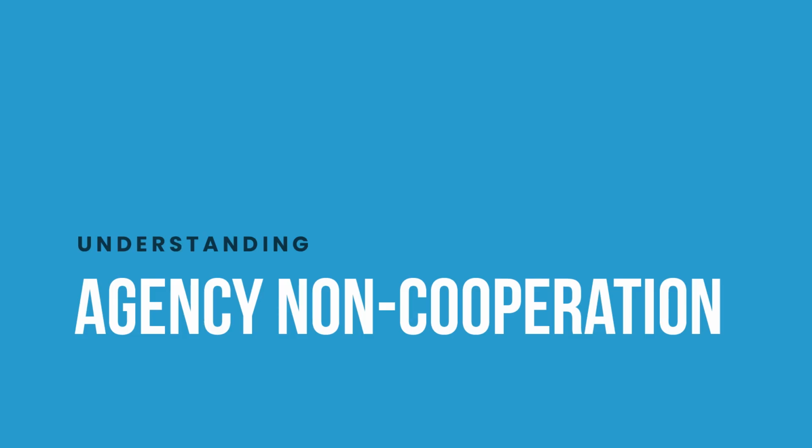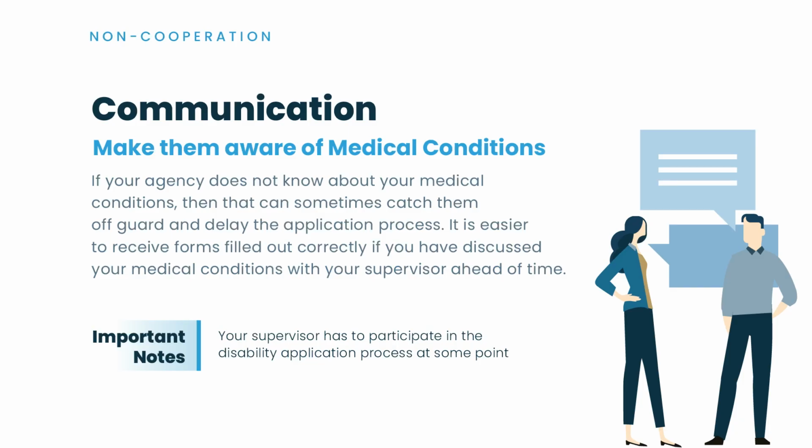So we're going to first look at agency non-cooperation. This is a broad name for the main issues we deal with agencies. They do not want to help with an application sometimes, and there are different things that play into that and different things that you can do or that we can do to convince the agency to be a little more helpful.